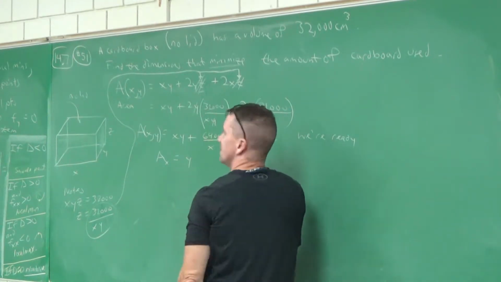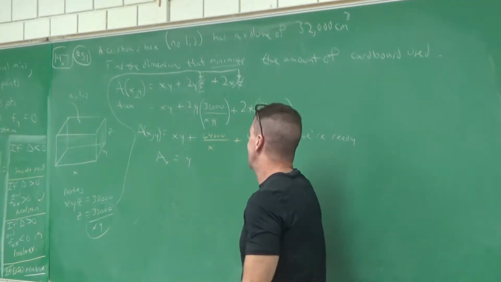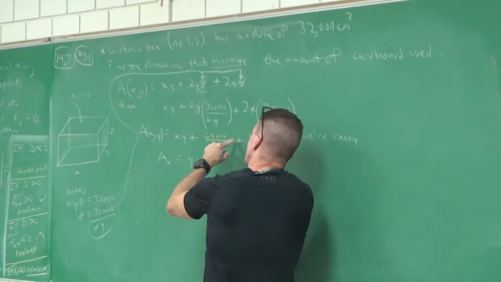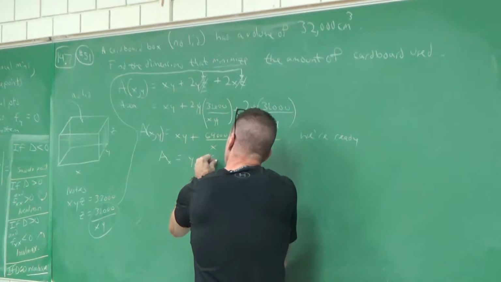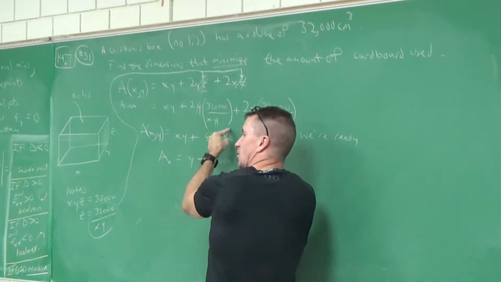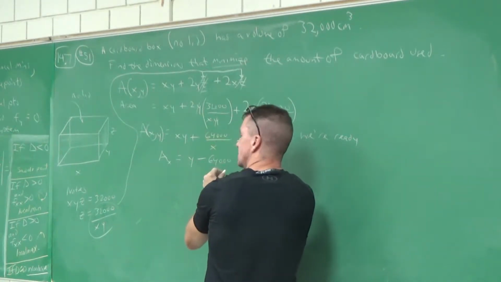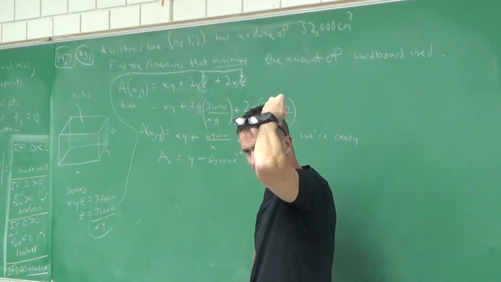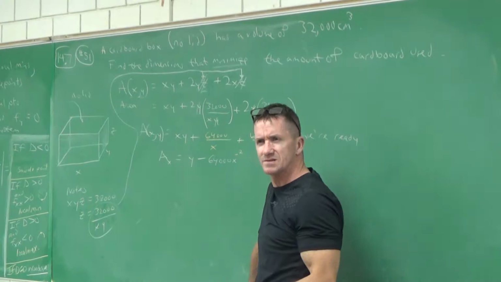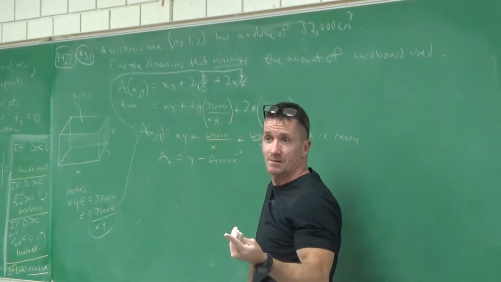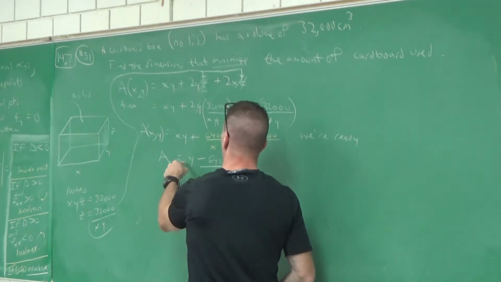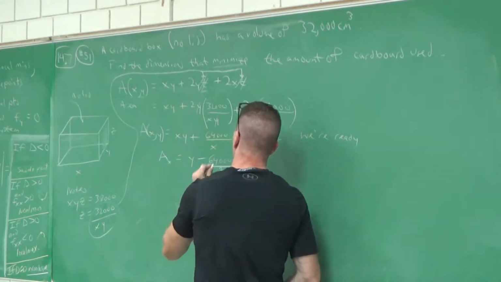How do you do that? Just think of this as X to the negative 1. Multiply the negative 1 in front, then decrease the exponent by 1, which would be X to the negative 2, right? Did everyone see that? But X to the negative 2 means it goes in the denominator. So I got Y minus 64,000 over X squared.